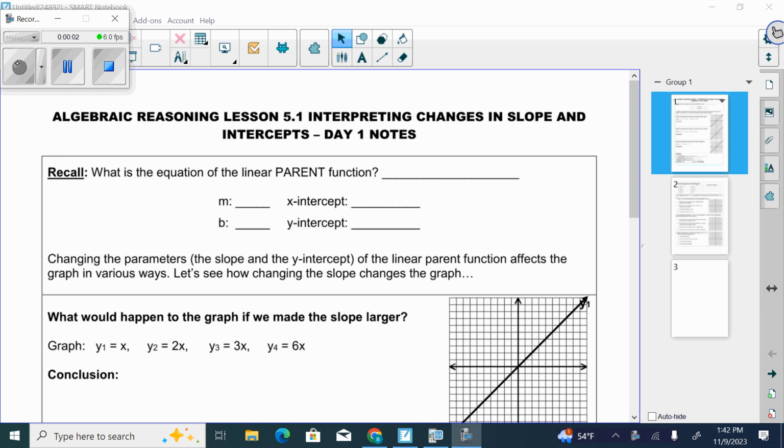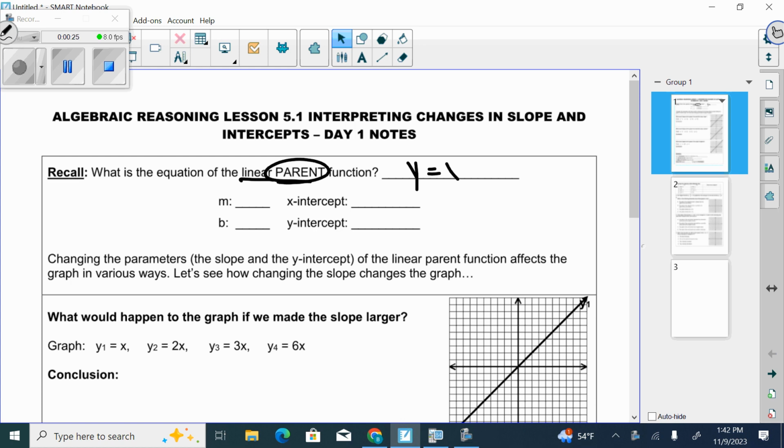Okay, so we're going to start out with a little bit of a recall of information. First, it says, what is the equation of the line for a linear parent function? Remember, our parent function is that equation for our linear that is not going to have any changes to the slope or to the y-intercept. So basically, it's the most basic linear function we can have.